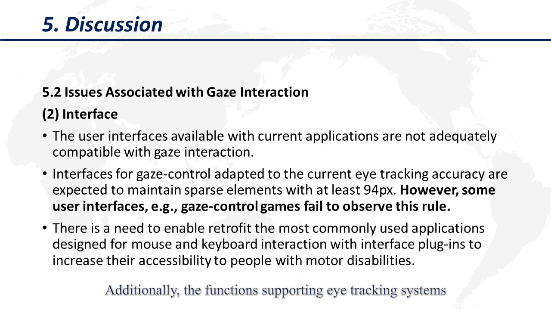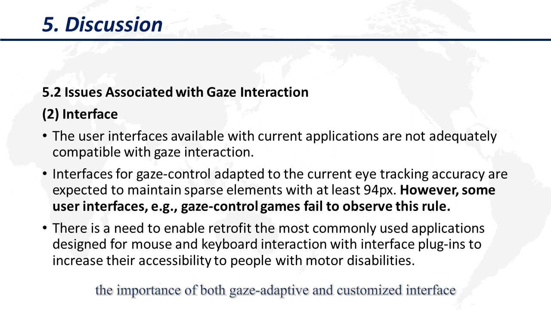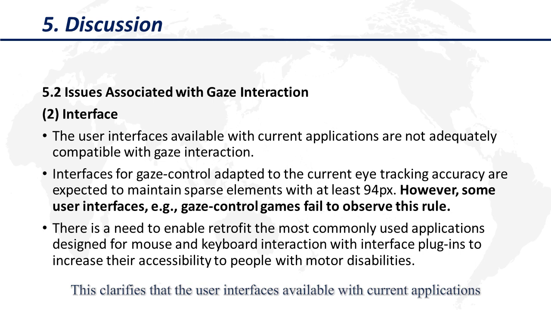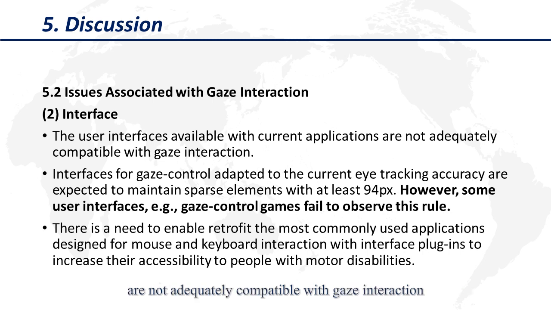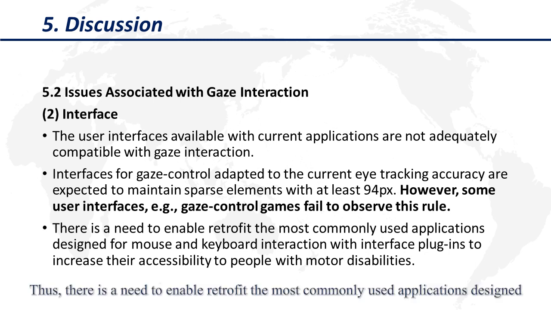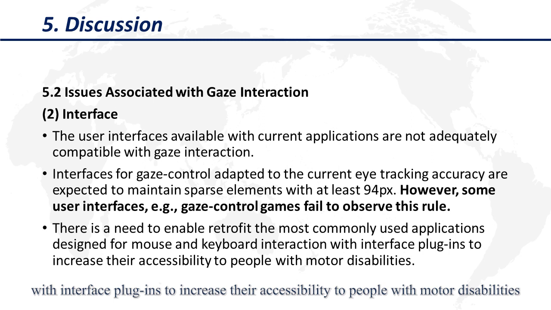Additionally, the functions supporting eye tracking systems were relatively limited. Nearly all the participants found it extremely necessary to provide gaze-adaptive interfaces, heavily underlining the importance of both gaze-adaptive and customized interfaces. This clarifies that the user interfaces available with current applications are not adequately compatible with gaze interaction. For example, some games had small elements that were difficult for gaze selection. Thus, there is a need to retrofit the most commonly used applications designed for mouse and keyboard interaction with interface plugins to increase their accessibility to people with motor disabilities.